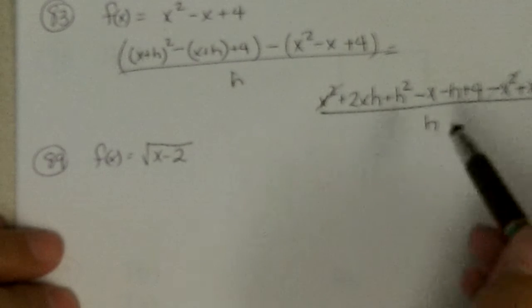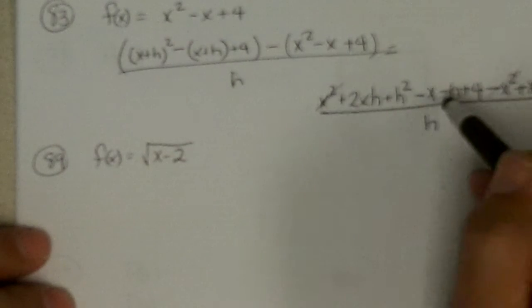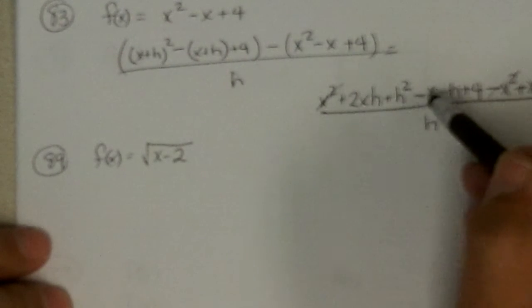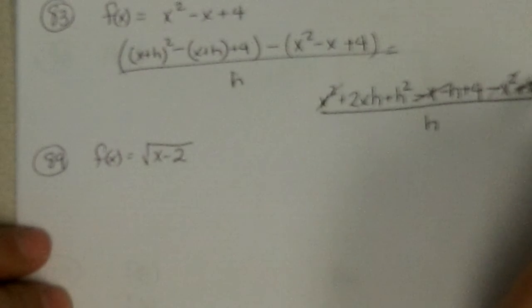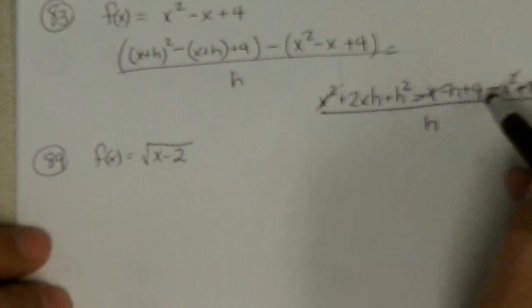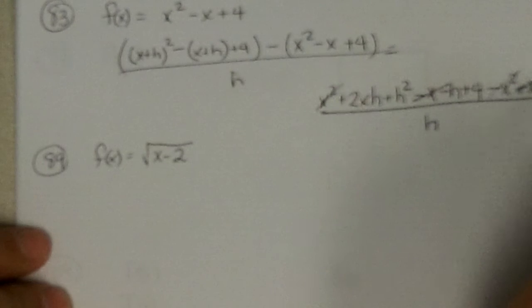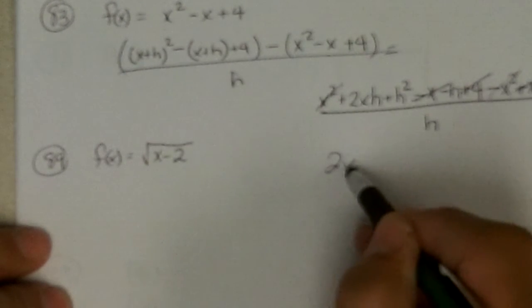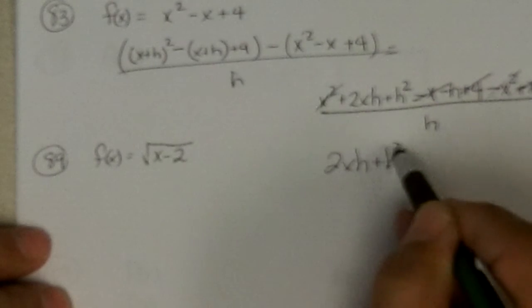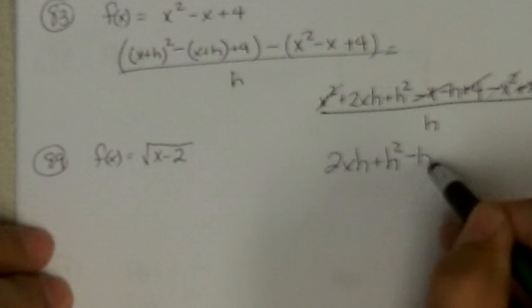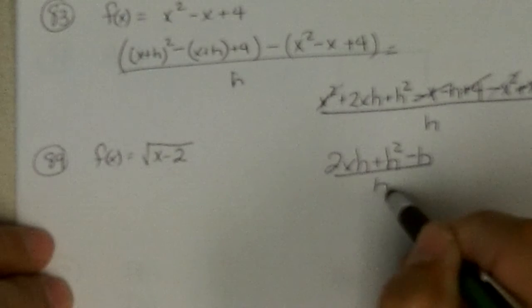So we have x squared minus x squared, they cancel. 2xh, no other xh's. h squared, no other h squareds. Minus x plus x, cancel. Minus h, no other h's. Plus 4 minus 4, cancel. So I have 2xh plus h squared minus h, over an h.